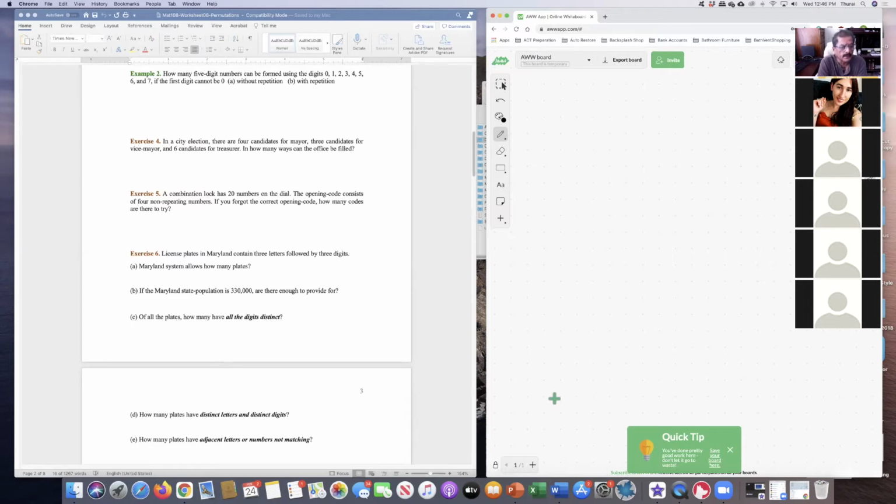It says your license plate will have 3 letters followed by 3 digits. So that means 6 things altogether: 3 boxes for the letters, and then 3 more boxes for the numbers. So 6 boxes altogether in the plate number. Now you ask the question, how many ways are there to fill the first box? Anybody? 26.